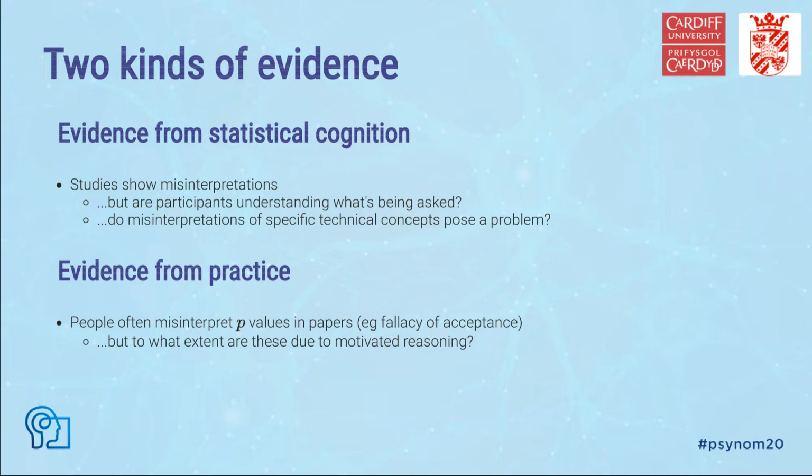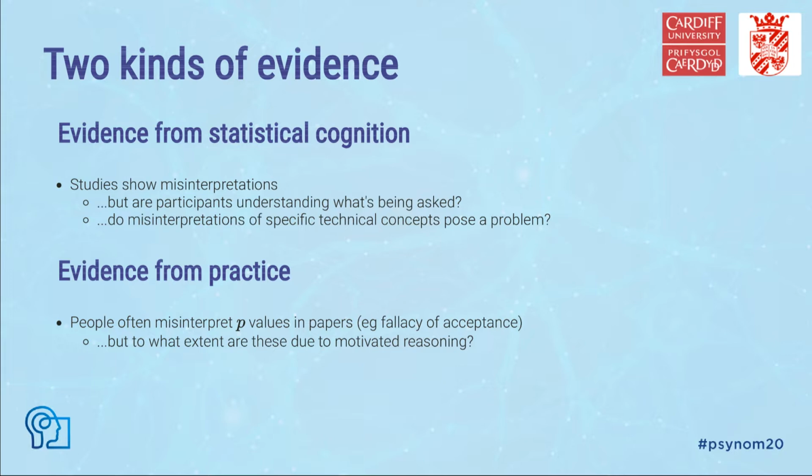The first is from statistical cognition experiments. In these studies, participants are often given a research vignette and asked about their interpretation of some related statistical result. People often misinterpret these statistical results. For instance, in a famous study by Oakes in 1986, almost every researcher asked to interpret a p-value misinterpreted it in various ways. However, this kind of evidence has a number of weaknesses.